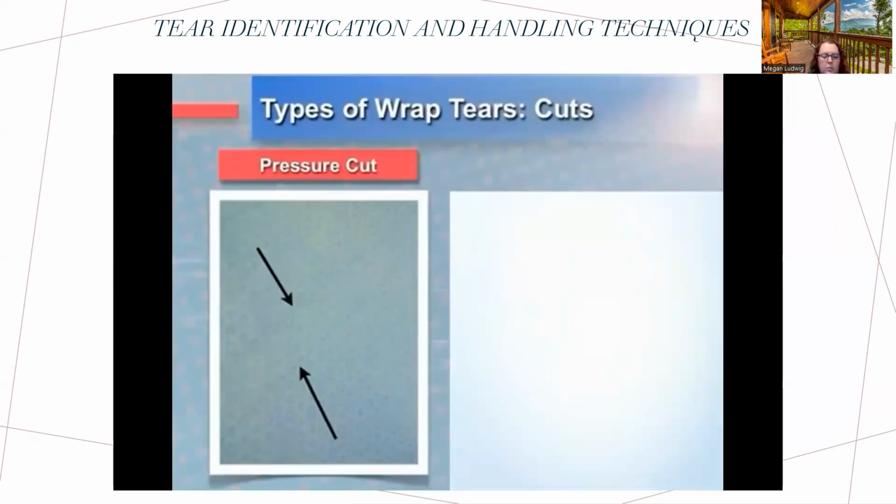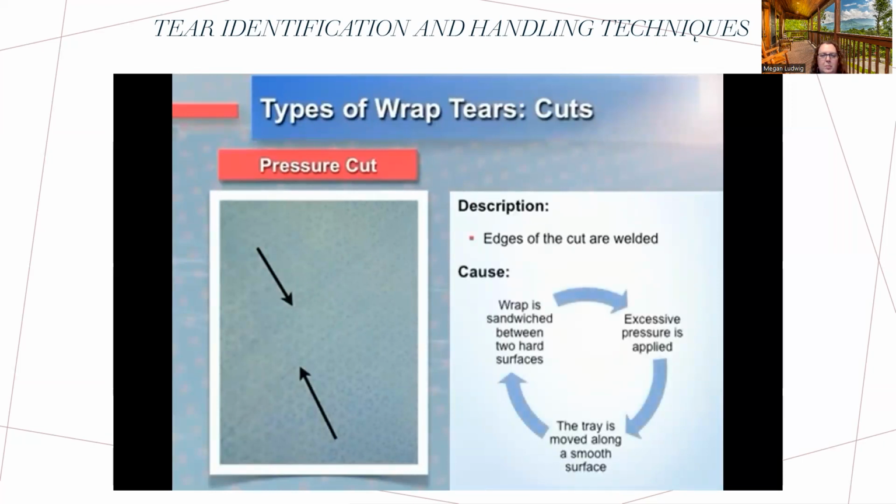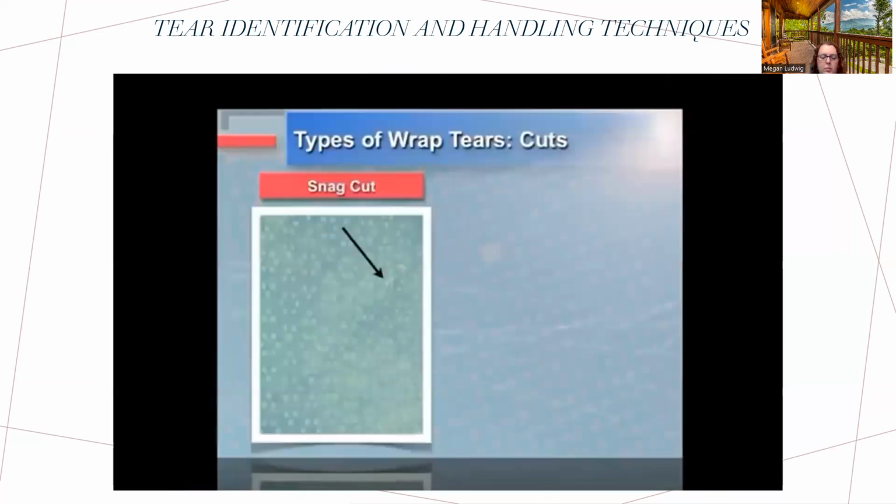At first glance, a pressure cut may look like a knife cut, but upon closer examination, one can see that the fibers around the edges of the cut have been welded or stuck together. The edge of the cut may feel hard to the touch. Pressure cuts may be seen at the perimeter or outline of the bottom of the instrument tray, or at the top of the instrument tray if trays are stacked on top of one another. Pressure cuts can be caused when all three of the following factors are present. The wrap is sandwiched between two hard surfaces, excessive pressure is applied, and the tray is pulled or dragged across a smooth surface.